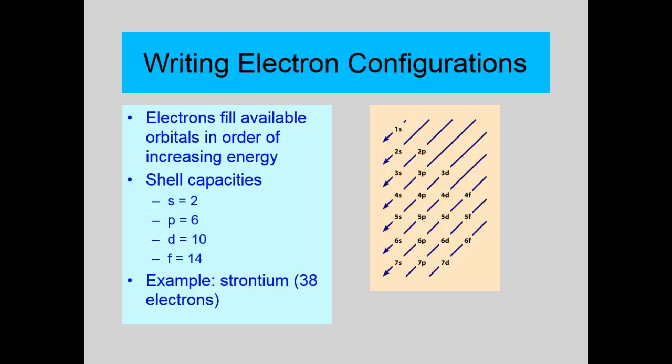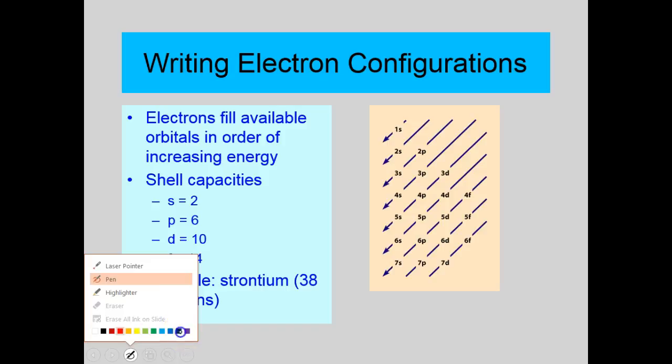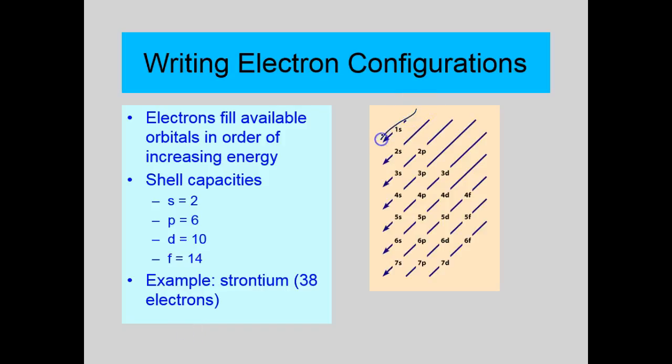38. So let's start. It's first going to fill the 1s, and how many electrons is that? 2. And then it goes back to the top and does the 2s. How many is that? 2 more, you're up to 4. Then it goes back to the top and does the 2p's. How many is that? 6. So you've got 4 and 6 is 10 so far.